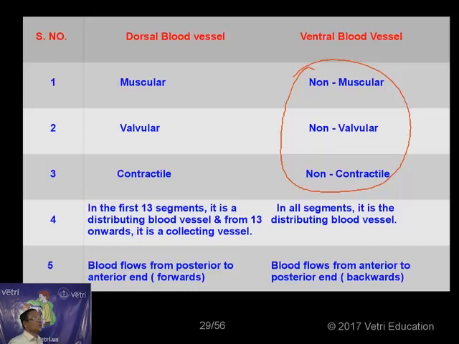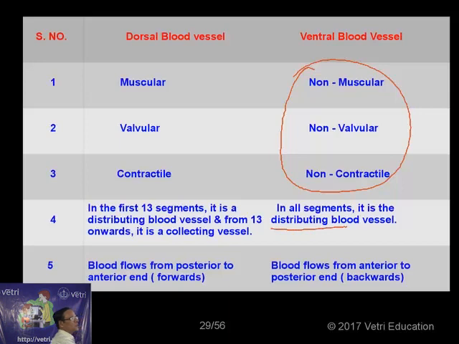Now about the circulation of blood: up to 13 segments, the dorsal blood vessel is a distributing blood vessel. After 13 segments, it is a collecting blood vessel. So the dorsal blood vessel has one function up to the 13th segment, simply distributing, and from the 13th segment onward, it is the collecting blood vessel. But as far as the ventral blood vessel is concerned, there is no discrimination between the segments. In all segments, it is a distributing blood vessel.